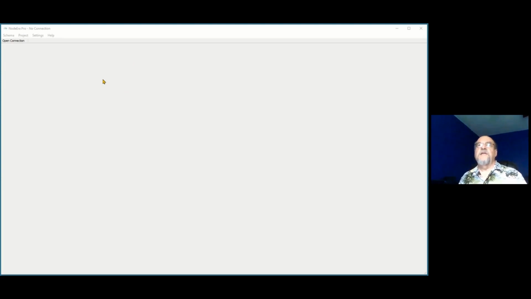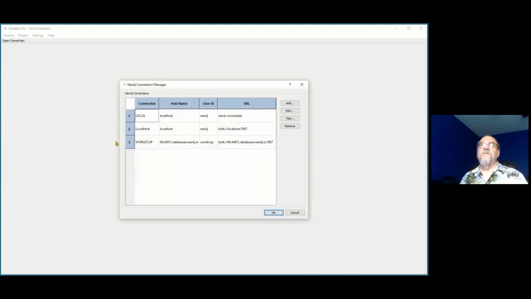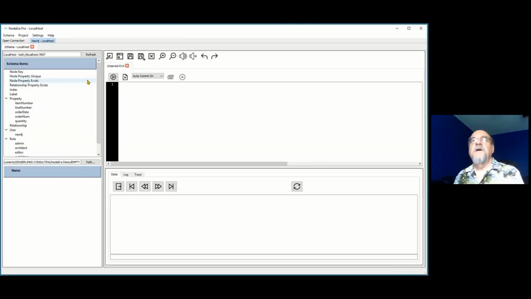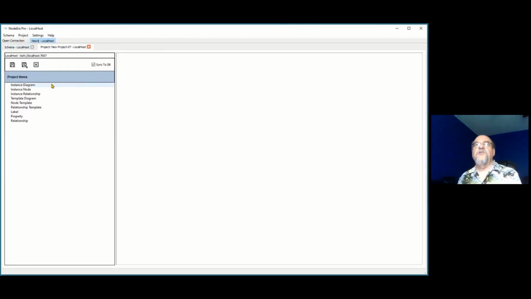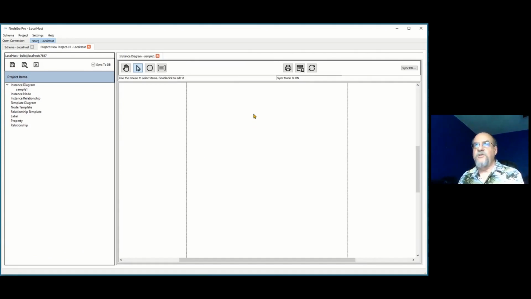And so this is Nodera. It's a data modeling tool. And it starts out as an empty screen. So we're going to connect to a database. So this is my localhost Neo4j. So this is the schema editor, but we're doing design work. So we're going to create a project, and we want to do a storyboard. And we do that on an instance diagram. So we have no design. We're just going to freeform enter some nodes and relationships for our concept of orders that have line items.